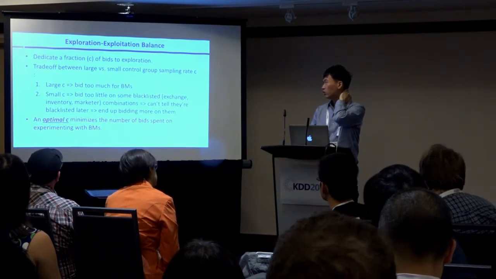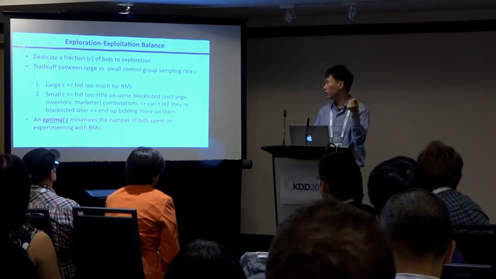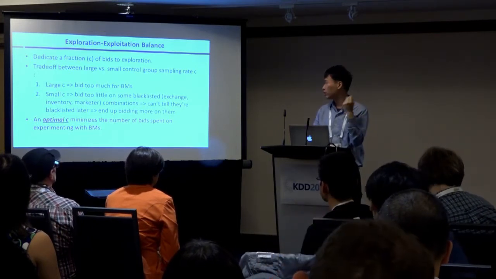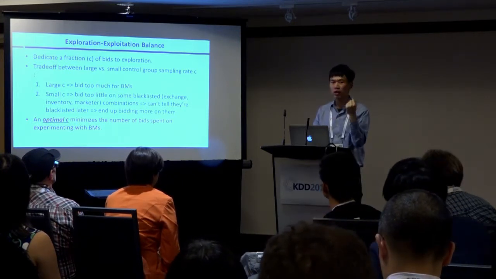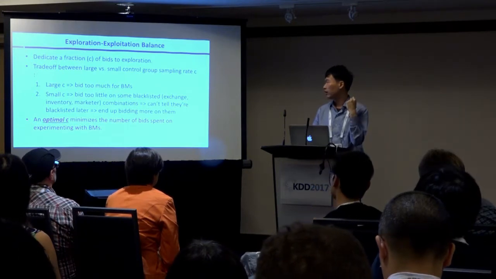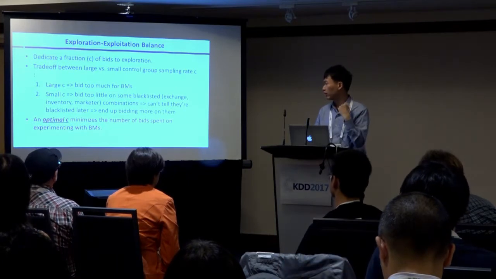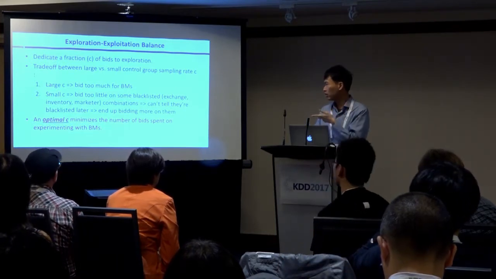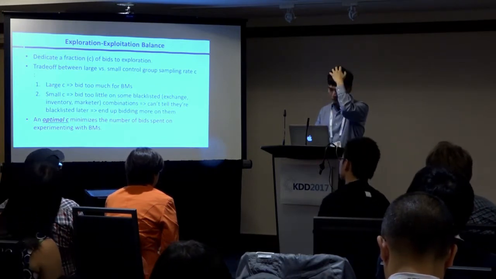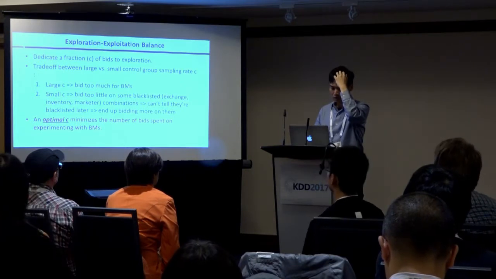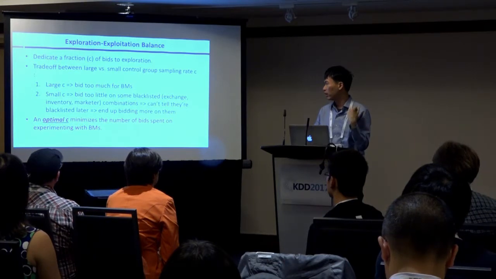If your C is too large, then you make too many bids for band marketers, which you don't want to bid. If your C is too small, then you make too few bids for some band marketer combinations, and then because you make too few bids, you cannot record their win rates in the future. You don't have enough data to tell if your win rate is low, so you end up bidding more on them in the future. So there's an optimal control group sampling rate that minimizes the regret in the exploitation literature, or in this case, minimizes the number of bids you spend on bidding with band marketers.